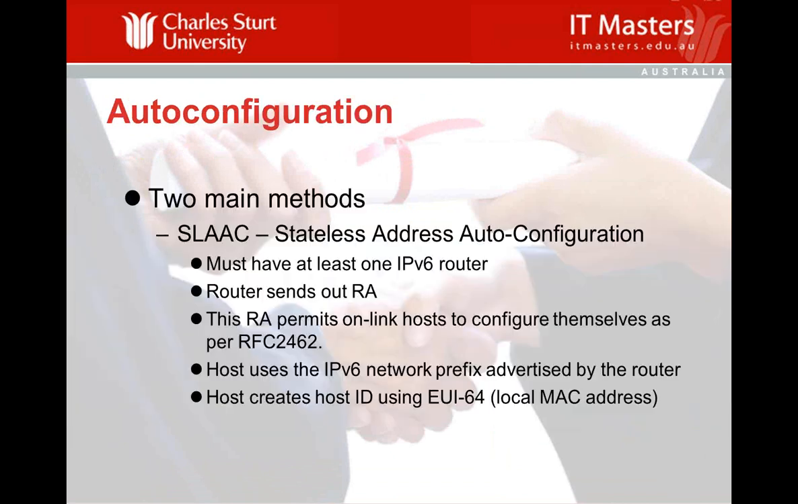Auto configuration. There are two main methods for auto configuration. SLAAC, or stateless address auto configuration. For stateless address auto configuration, you must have at least one IPv6 router, clearly. The router sends out a router advertisement. This router advertisement basically tells the hosts that are on the link to configure themselves as per the SLAAC RFC, which is RFC 2462. The host uses the IPv6 network prefix that is advertised by the router. So whatever IPv6 address you have on the router, the host will take that same prefix and assume that it is on the same network. And then to create the host ID, it uses the EUI-64 that we talked about before, so remember inserting the FFFE into the middle of the MAC address to get the rest of the IP address.